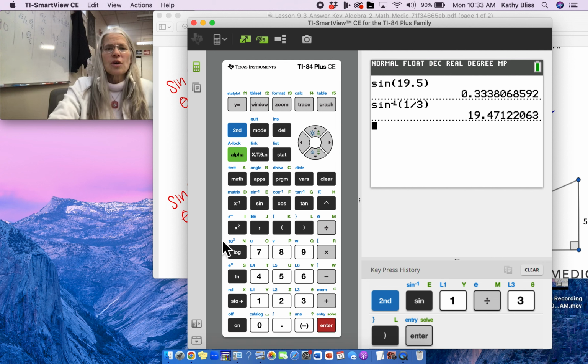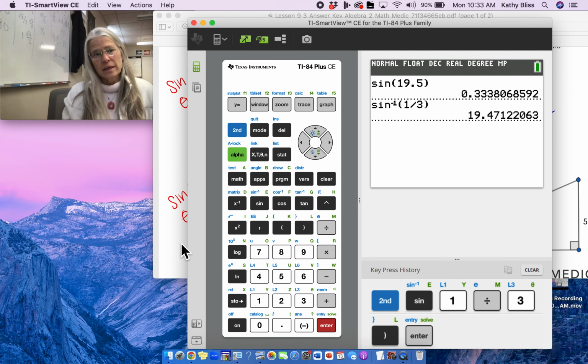Okay, so that is the basis of this lesson, is just understanding that inverse function. What we've been doing up till today is that we've been given the angle, and we've been finding the ratios. Now if I know the ratio, I can put that into the calculator.